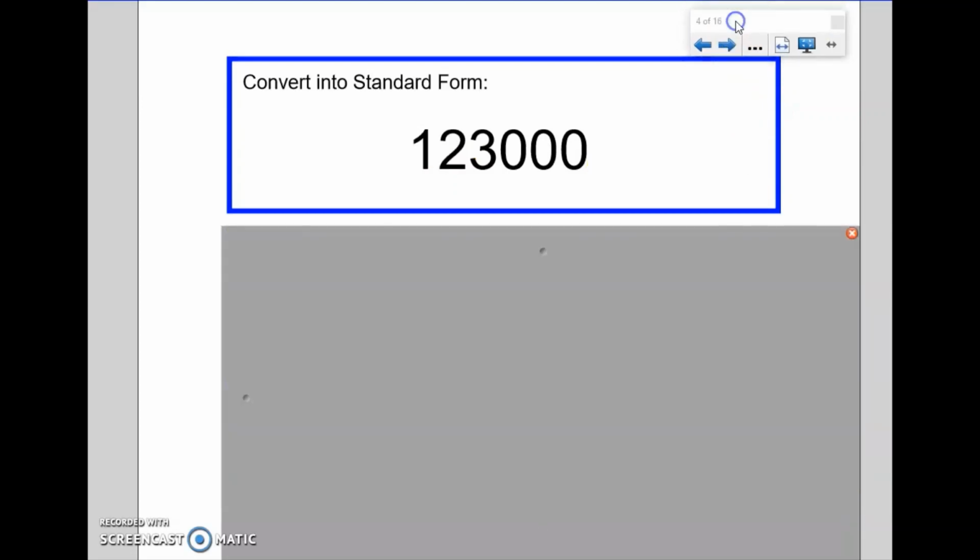Remember you have the ability to pause the video. So if anytime you want to pause the video and have a go at a question yourself, then you're free to do that. But I am going to talk through a few more examples. I'm going to convert this number into standard form.